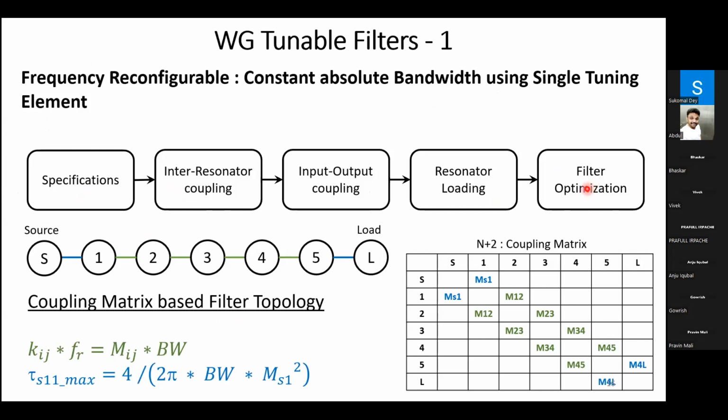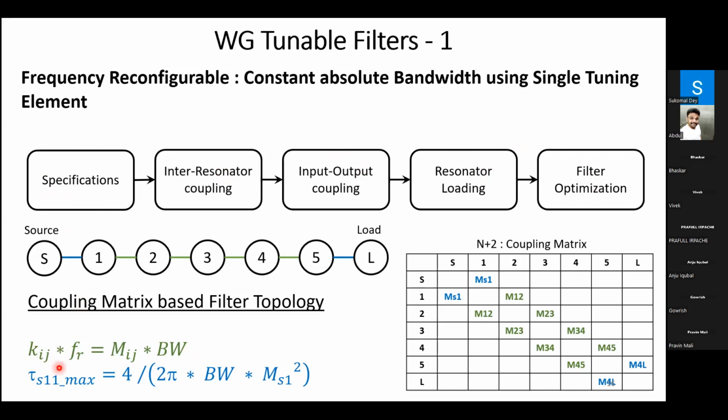So what is the theory, or the design procedure, behind designing such tunable filters? It is extremely simple. There are only 2 mathematical equations, and if we satisfy those 2 equations, the filter design can be almost automated. We start with the specifications, and we design the inter-resonator coupling, then the input-output coupling, finally the resonator loading, and we do the filter optimization. Any of the optimization techniques can be used. We use space mapping optimization because it is much more powerful than the other optimization techniques.